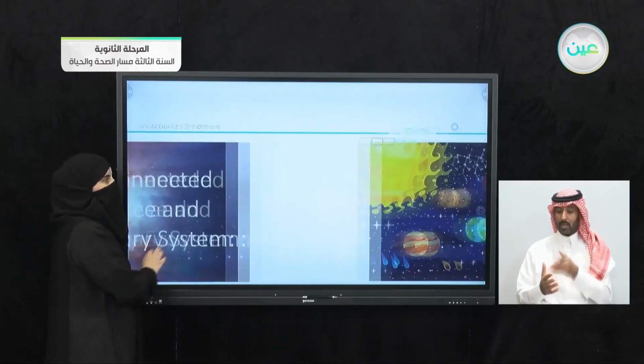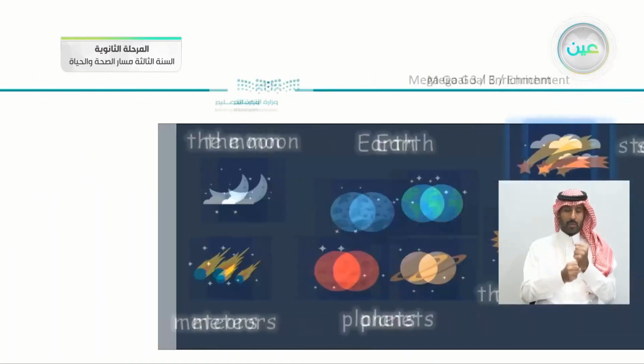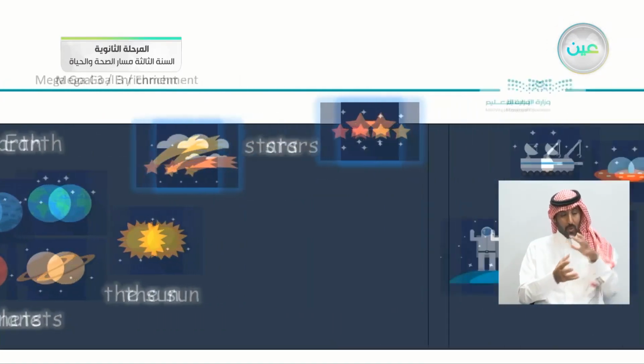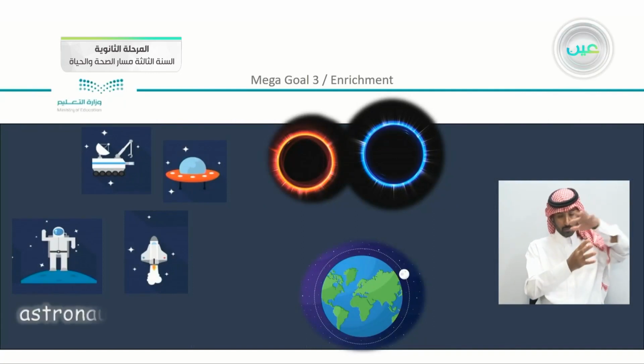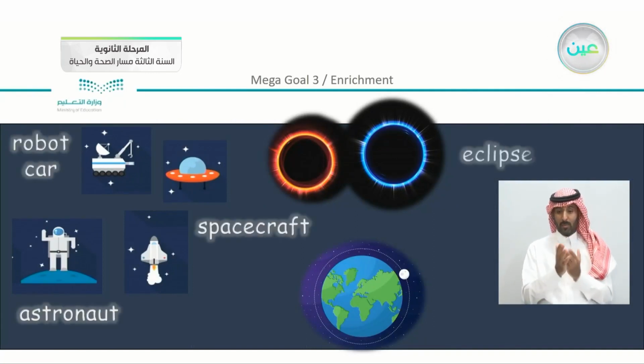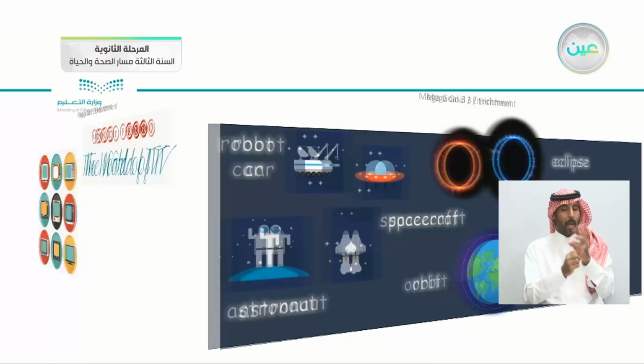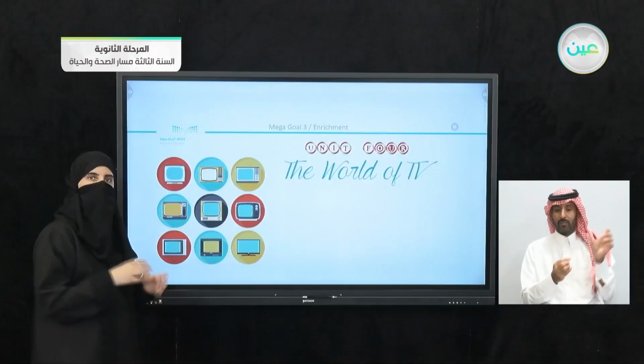The last part of our form, meaning, and function was to revise the words that were connected or actually are connected with the solar system. So you can see that we studied many words and recalled the meanings of these words throughout the lesson.